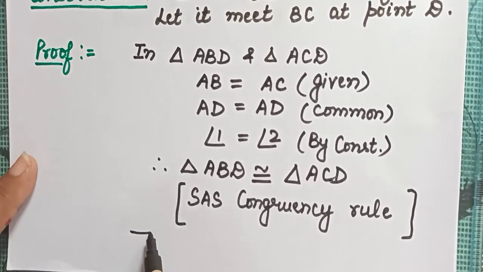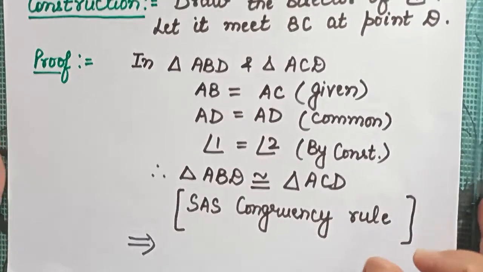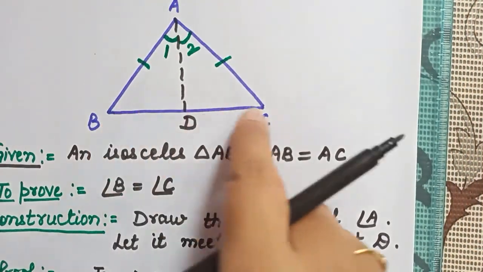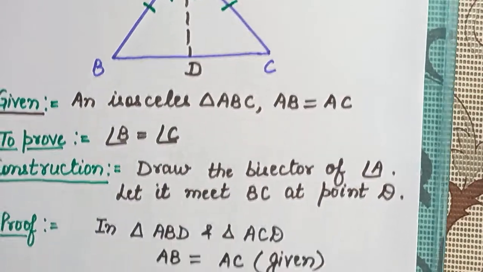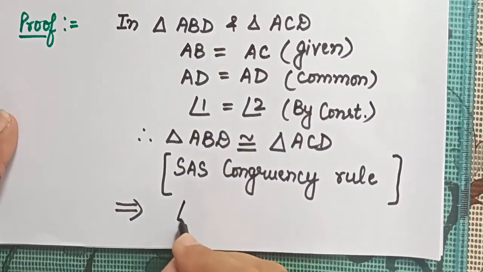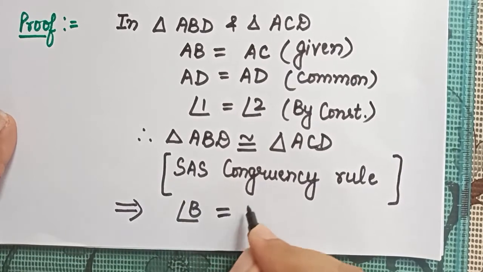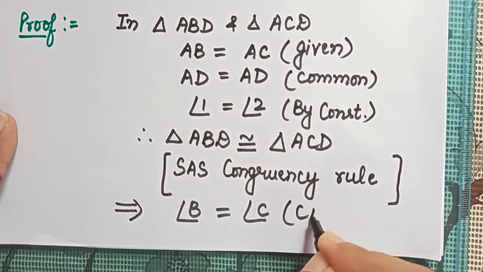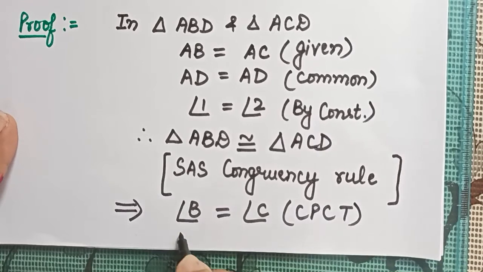Now if these two triangles are congruent, what can we say about angle B and C? They will be equal by CPCT, and this is what we want to prove. So our angle B and angle C both are equal by CPCT, and at last write down hence proved.